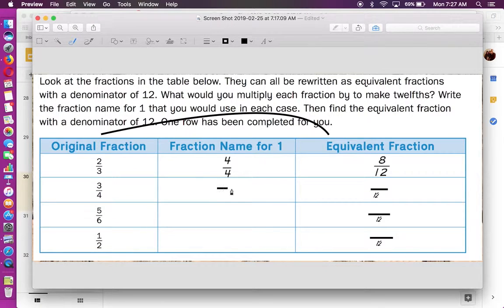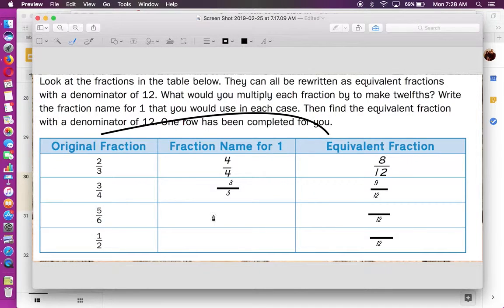So my fraction here is going to be 3 over 3, because that would equal 1, correct? And so if I multiply 3 times 3, I am going to get 9. So my equivalent fraction is 9/12.